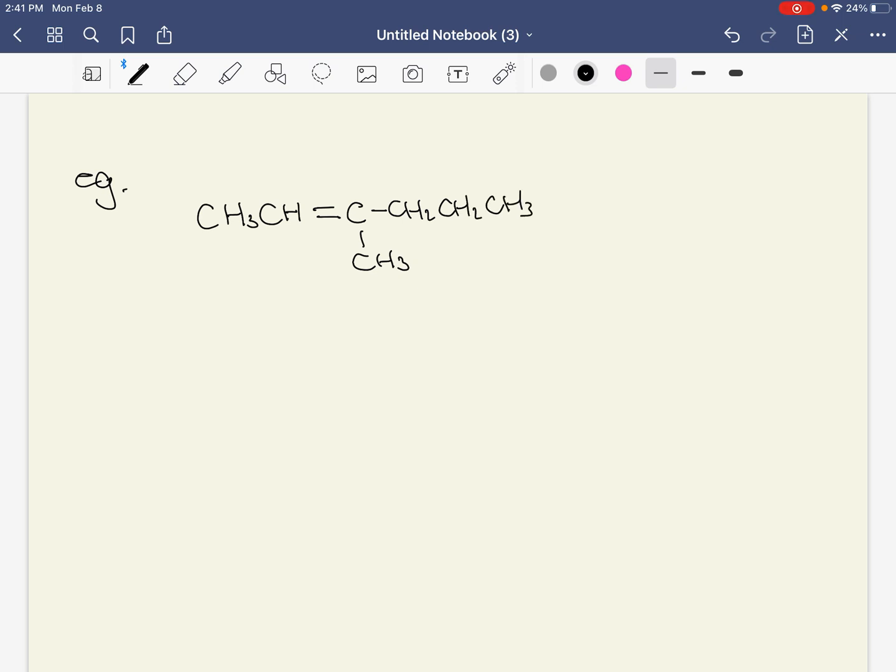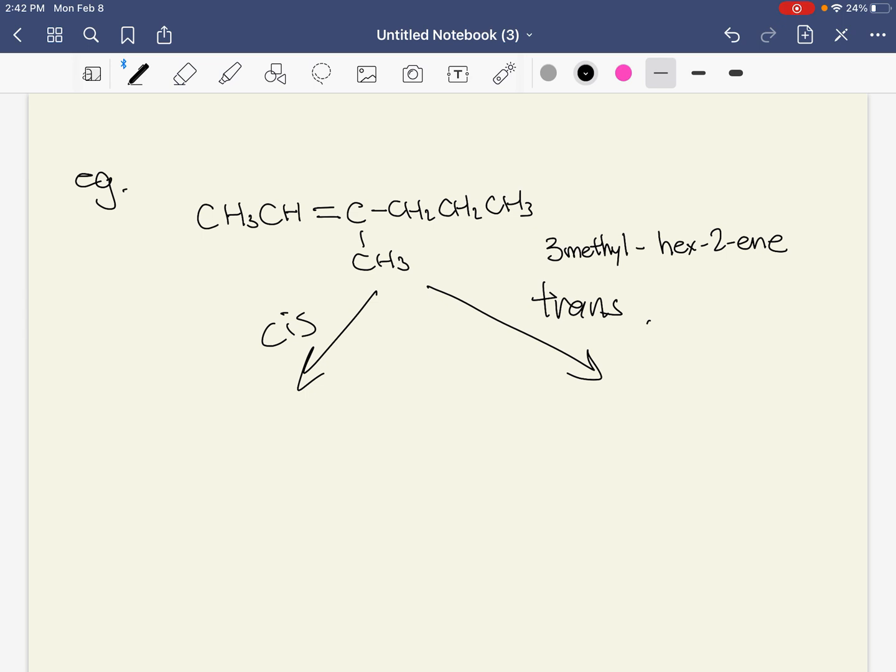Okay, let's do this one. I guess if you were to name this, it's actually called 3-methyl hextuene. Right? This is 3-methyl hextuene or 3-methyl 2-hexene. Doesn't matter. Whatever way you like it. Let's say I want you to draw two configurations. I want you to draw the cis configuration and I want you to draw the trans configuration. Now, how would you do that? Now, the answer is very simple.